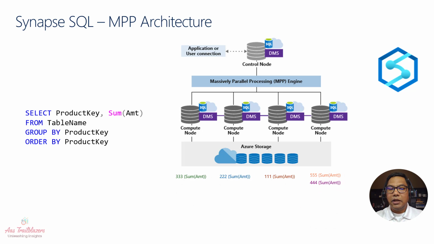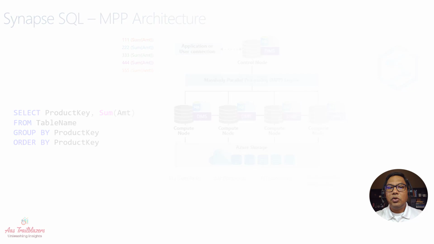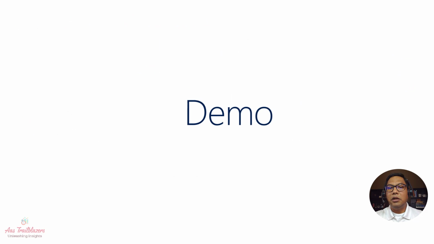It does again the summation by doing the group by, and the result is sent back to the control node via DMS, and the control node sends it back to the end user, and again this is going to be the same result. With that, it's time to look at some practical examples of how it's going to look.